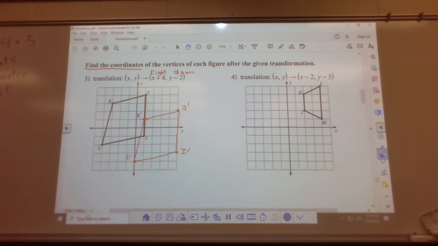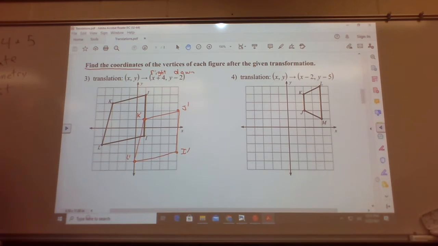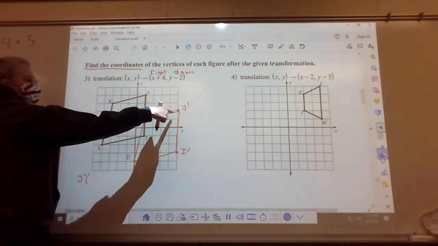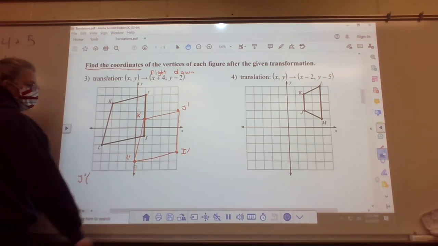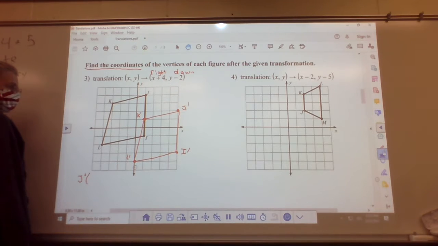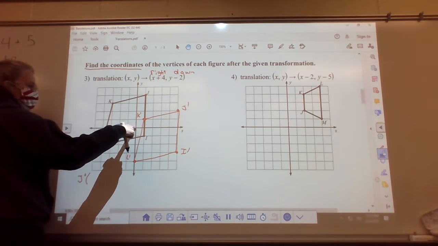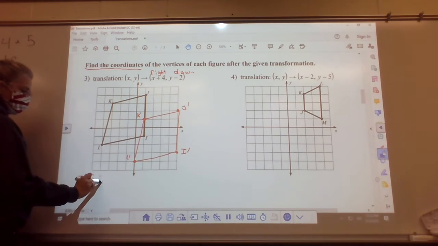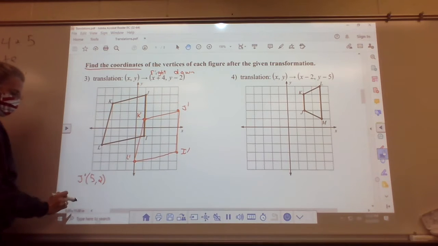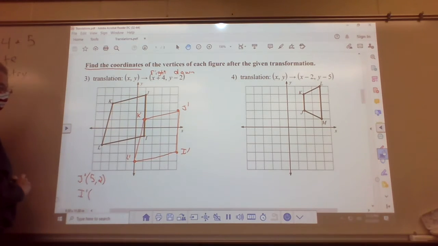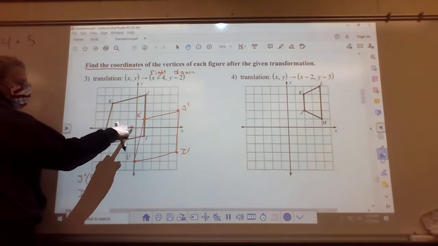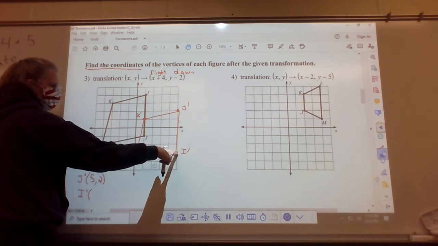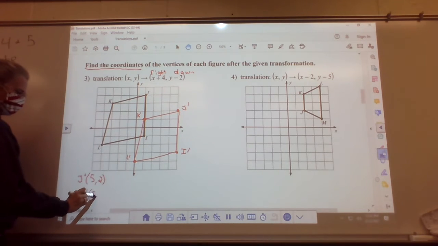Now down below, I'm going to give the coordinates. It doesn't matter what order you do the coordinates. Make sure you label it with the prime, the little mark. So the J, where did the J end up? Do move side to side first: 1, 2, 3, 4, 5, up 2. So it's at 5, 2. Let's do I next. Where did the I end up? 1, 2, 3, 4, 5, down 3. So 5, negative 3.